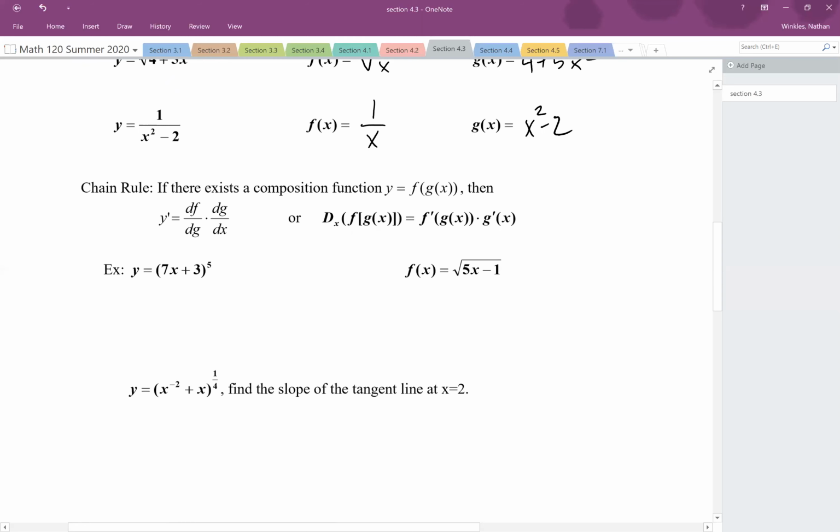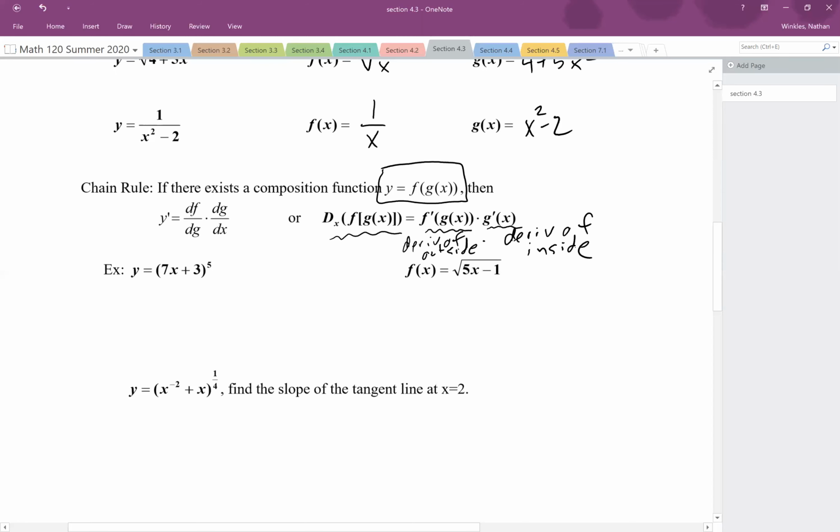So if we have any function y equals f composed of g of x, then to take its derivative, this is going to be f prime of g of x, so the derivative of the outside, times the derivative of g of x, g prime of x, which is the inside. So if we think about this, this is the derivative of outside times the derivative of inside. So let's look to see how that works.